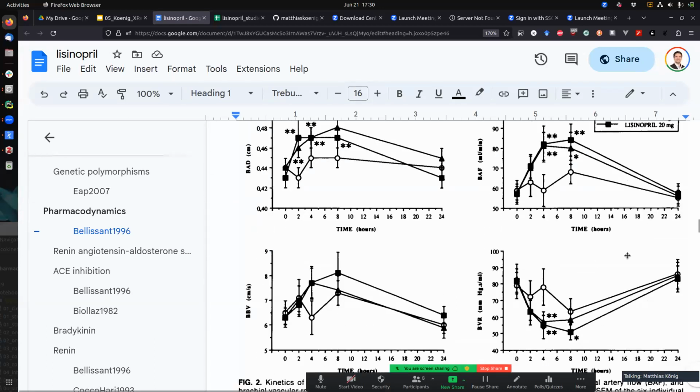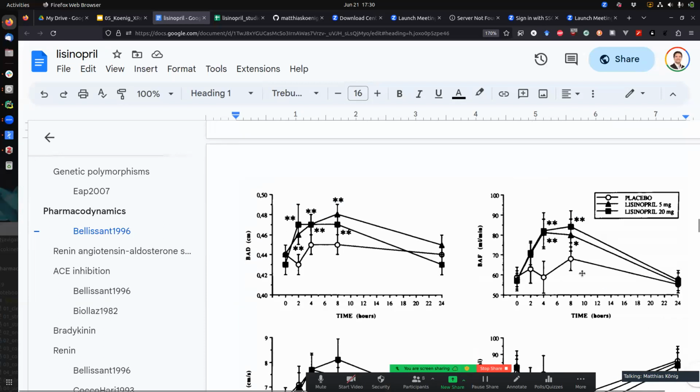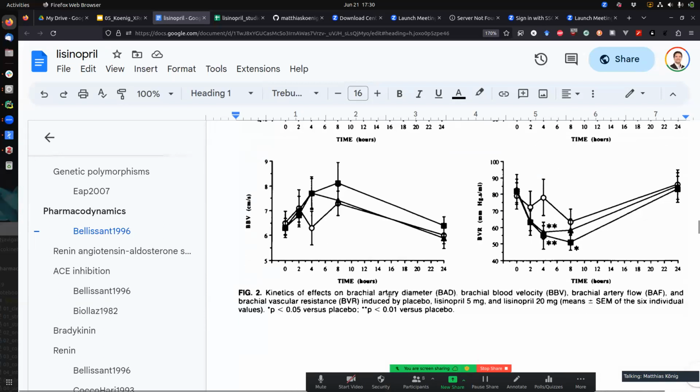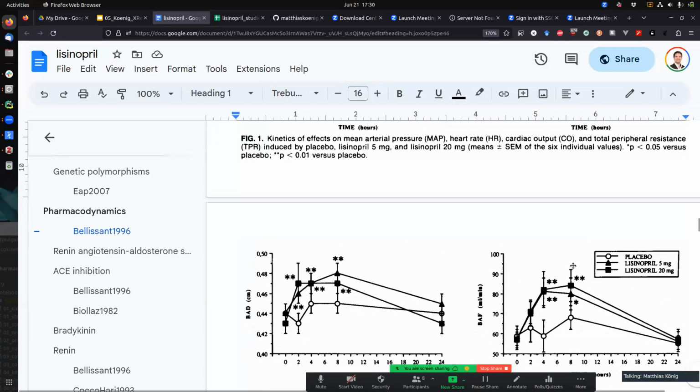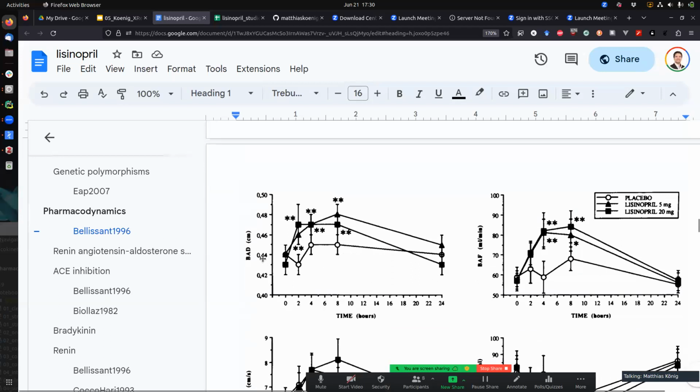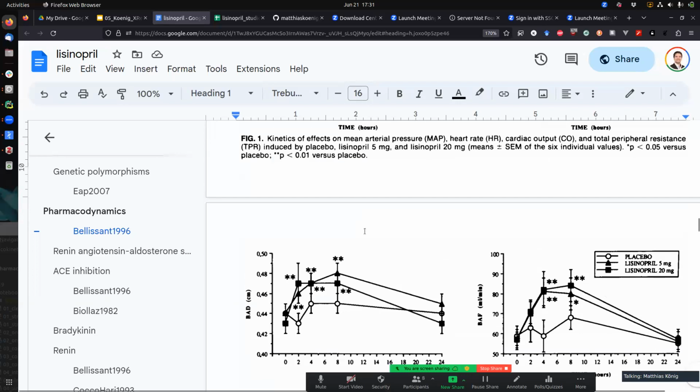Okay, here you see other readouts. These are maybe kinetics of brachial artery diameter. So this is more like artery diameters, blood velocities, arterial flows. And you would expect that if this really has some effect, there should be some changes in the resistance and so on in the system. You can see certain effects on the diameters and on the vascular resistance.